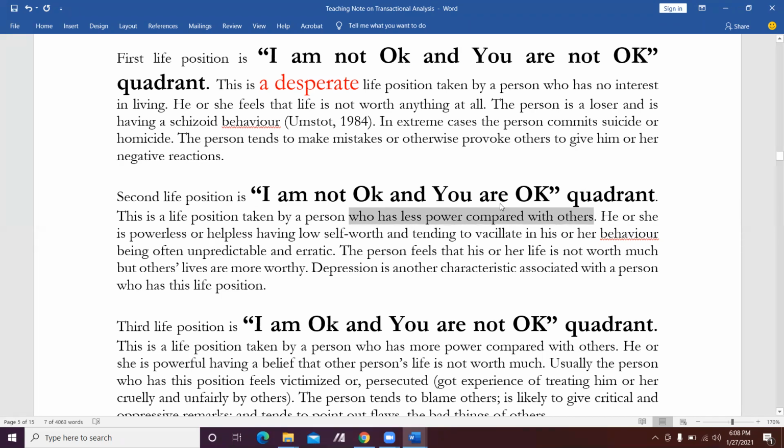This one, the other side, the vice versa, is a life position taken by a person who has more power compared with others. Assume I am more powerful than you. I am richer than you. I am more knowledgeable than you. Therefore, my attitude about you is negative, but my attitude about myself is very positive. That's why I am okay, but you are not okay. You are useless or not valuable. I am valuable. I am useful. That's the way.